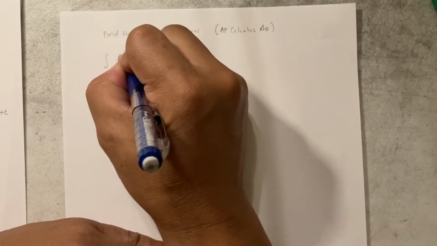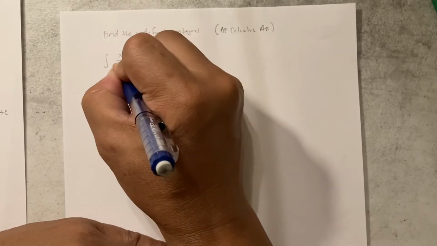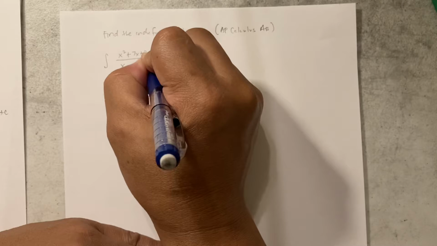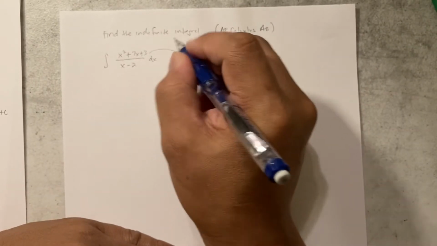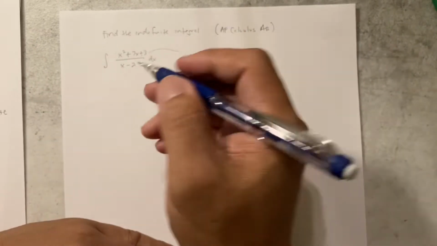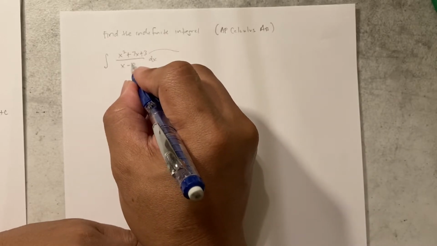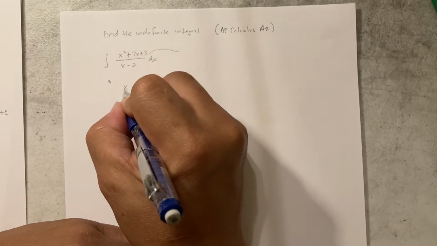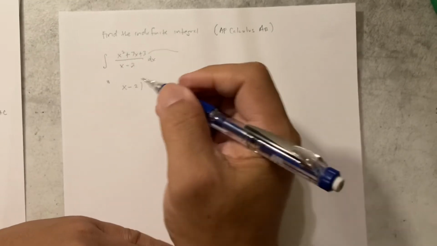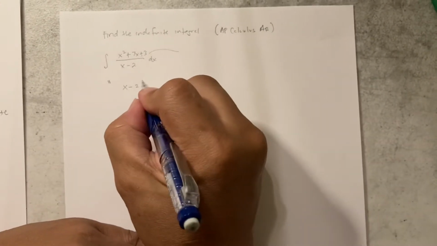x squared plus 7x plus 3 over x minus 2. So the integrand is a function, x squared plus 7x plus 3 over x minus 2. That's a rational function. And what we're going to do is change that to a different form in order to integrate. So, side work here, and we're going to change that form by using long division. So let's look at the long division here.